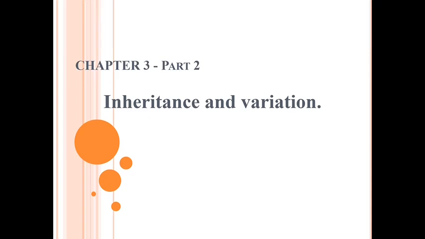Hello students, we have started with chapter 3 Inheritance and Variation. In the first part we have studied genetics, then the history of scientist Gregor John Mendel, who is called the father of genetics. Then why Mendel selected pea plants for his experiment, we saw those reasons. Then we studied the steps involved in Mendel's breeding experiments. Now in this part 2 we will study some genetic terminologies.